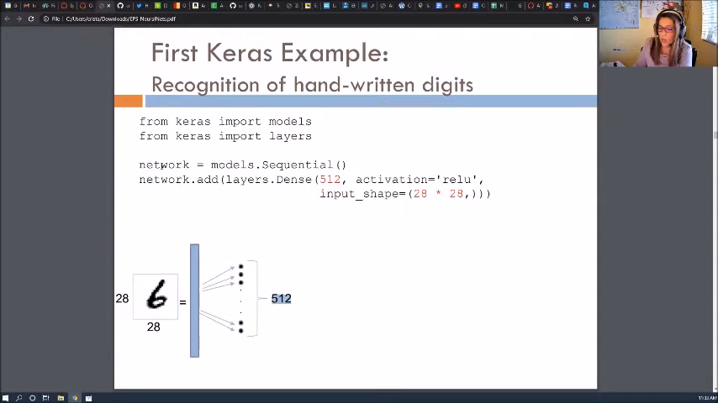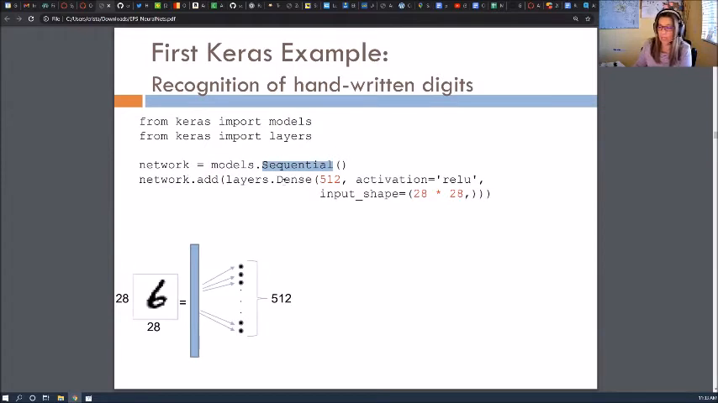So we're going to define here. The first thing is to define the model of the network. There are many different types of architecture. The most common one is the sequential, which is like the feed-forward network. It's just a sequence of layers. So we're saying that it's a sequential model. And in those sequential models, we add layers.